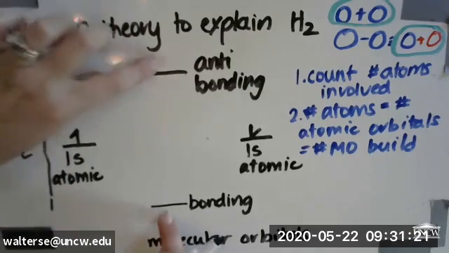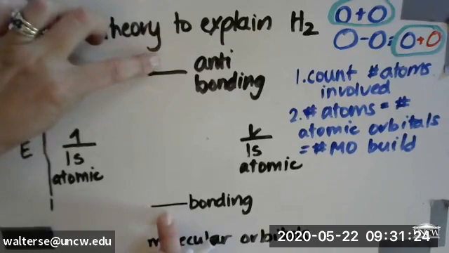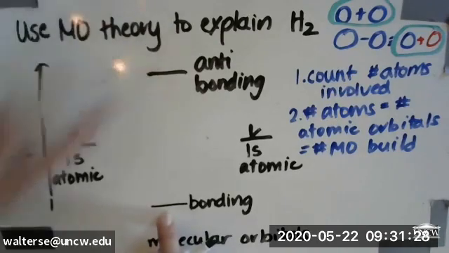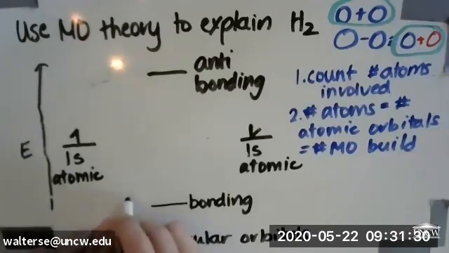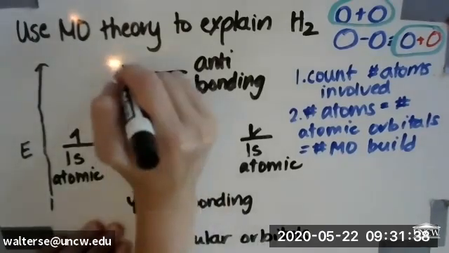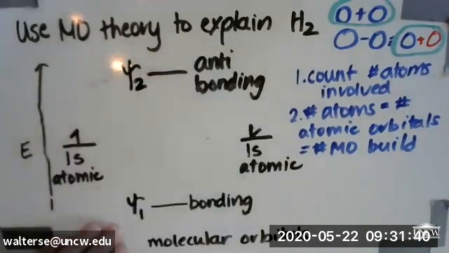These are just wave functions. Okay, so all orbitals are mathematically described as waves. So the symbol for a wave is a psi, which is like a little fancy Y. So we'll just say that this is wave function 1, and this is wave function 2. Okay.